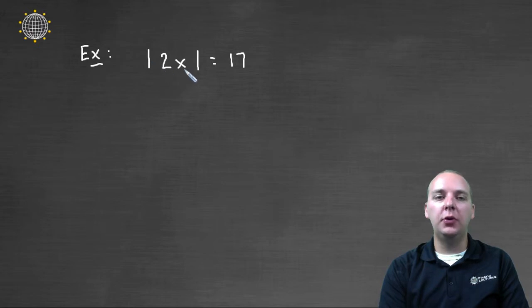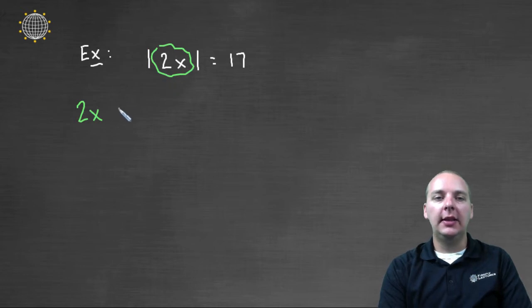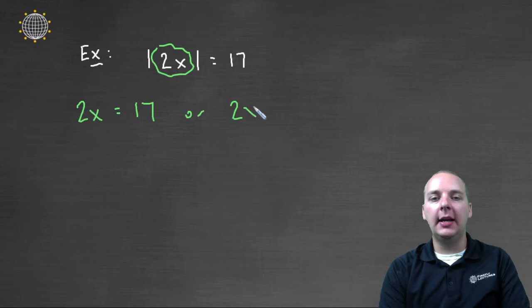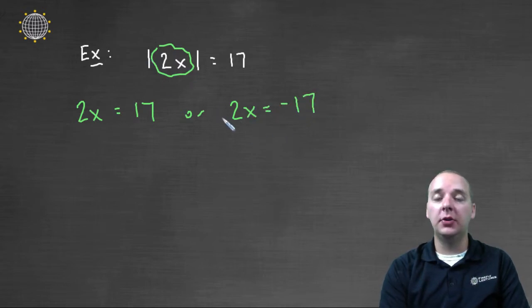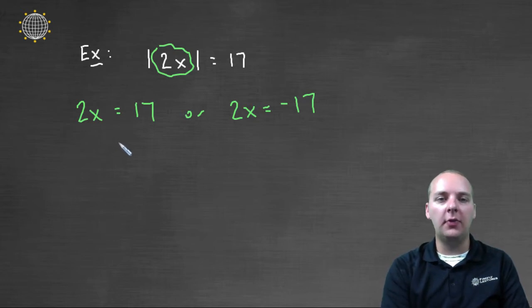Absolute value of 2x equals 17. So what we're going to do is say that 2x, the whole thing on the inside of the absolute value, either needs to be 17 or it needs to be -17, right? Because the absolute value of those two numbers are the only thing that'll give you 17. So that doesn't tell you what x is automatically. We have to continue to solve for x.